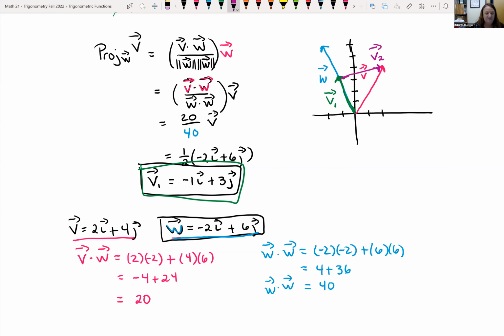So notice this is just vector addition here. If I look at my vector V sub 1 plus my vector V sub 2, I want to get back my vector that I started with, V. And so I can solve for V sub 2, which is the vector I'm trying to solve for to make it orthogonal, by subtracting the vector V sub 1 on both sides. So my vector V sub 2, which I'm trying to find, is equal to my vector V minus my vector V sub 1.